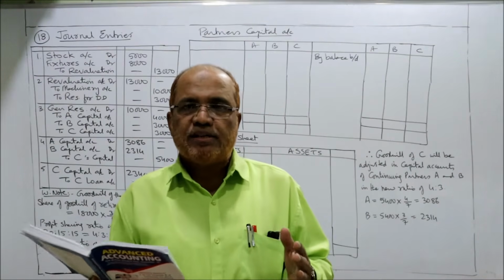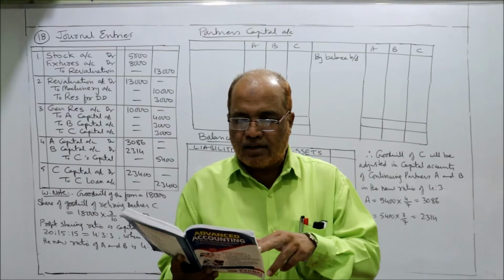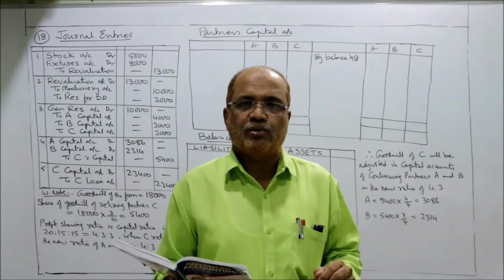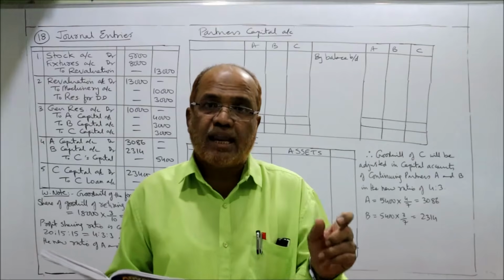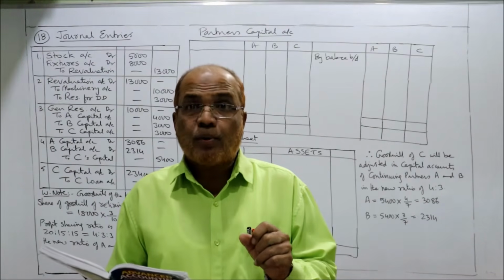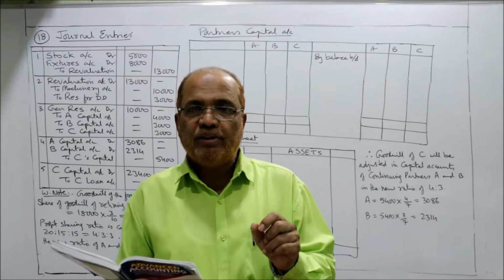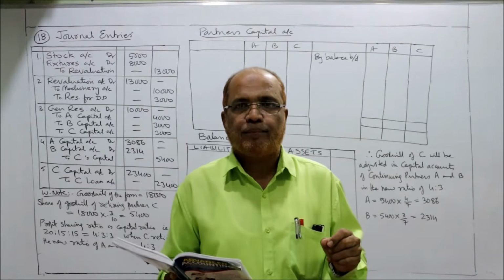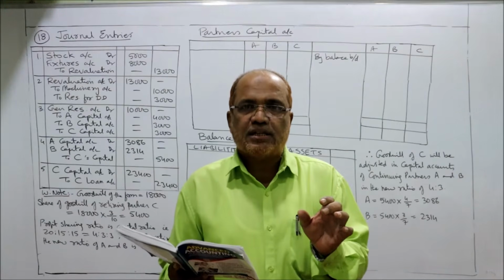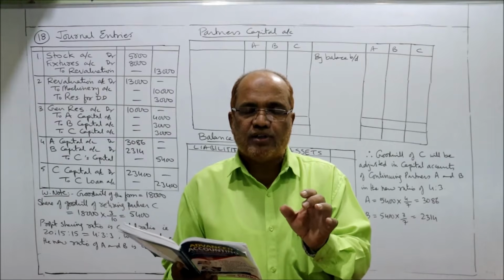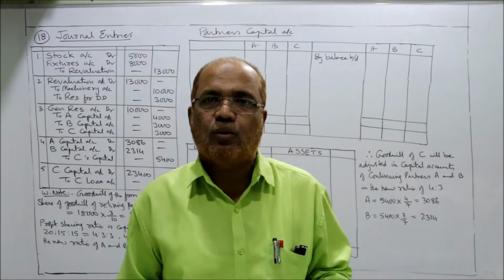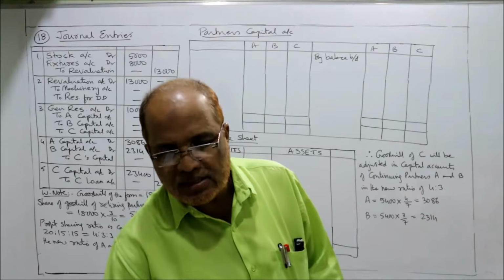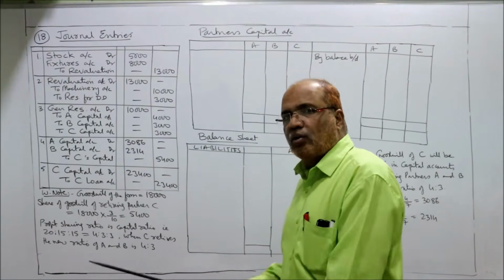Now the adjustments are similar. The only thing is the goodwill of the firm is 18,000. We calculate what is the share of goodwill of the retiring partner, according to the profit sharing ratio, how much will be the goodwill of the retiring partner C. And we adjust that share of goodwill of the retiring partner among the partners' capital accounts without raising the goodwill account.